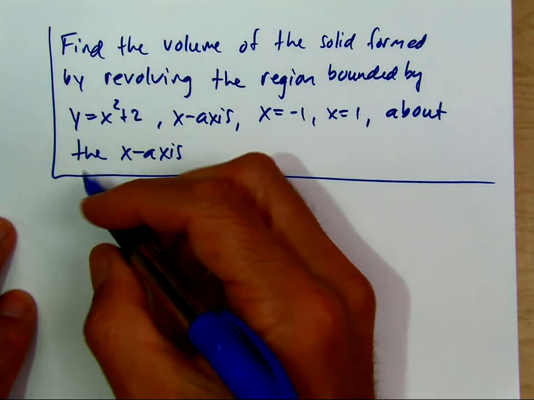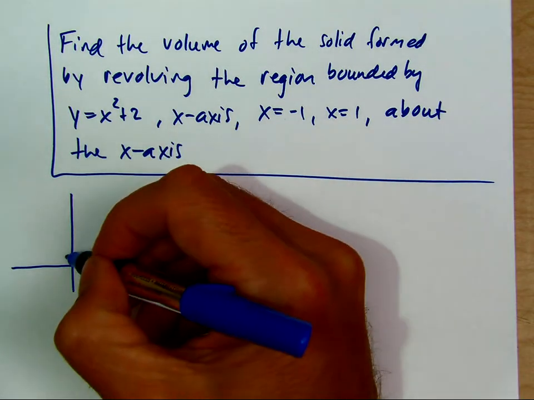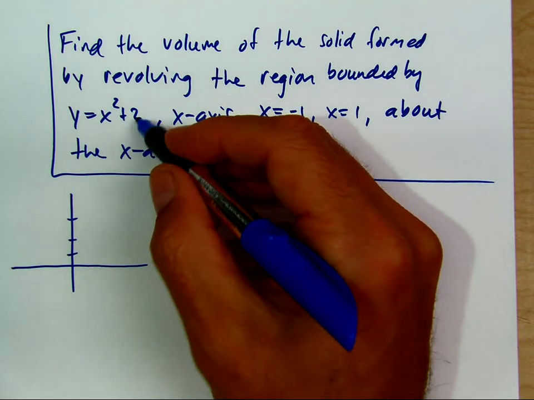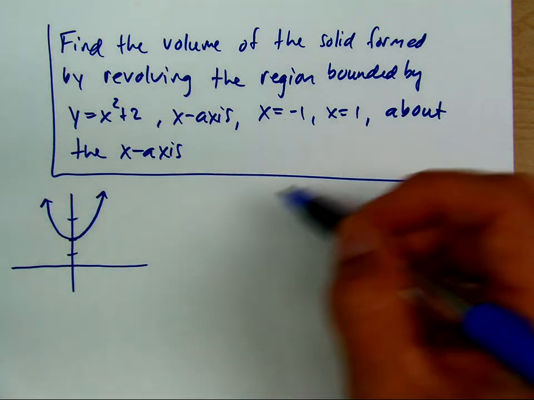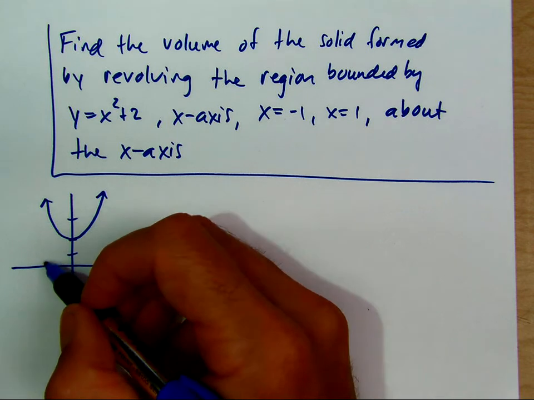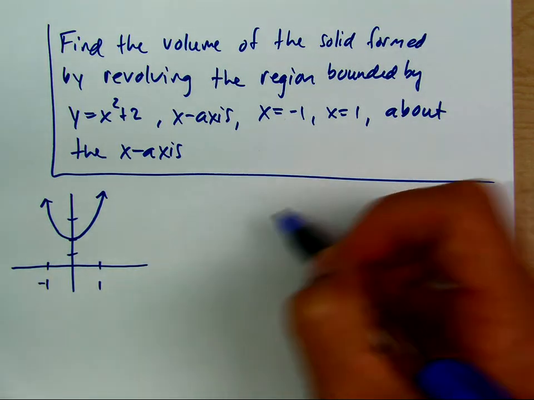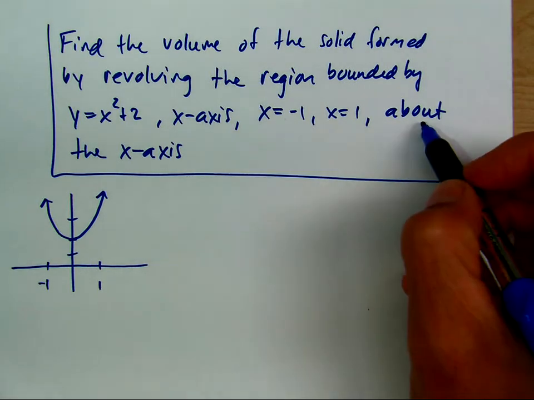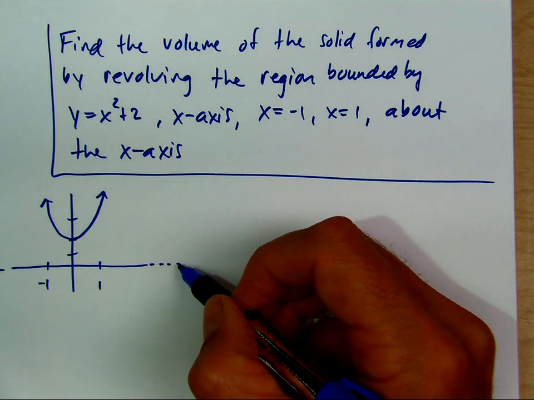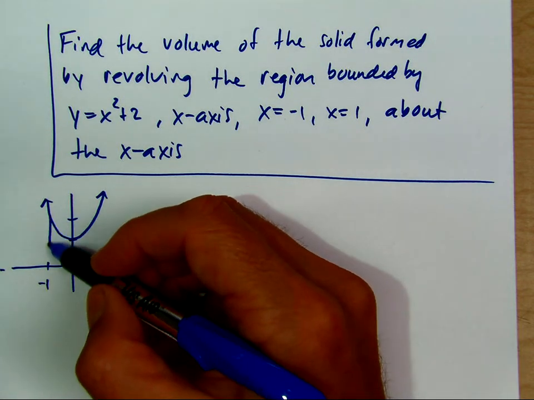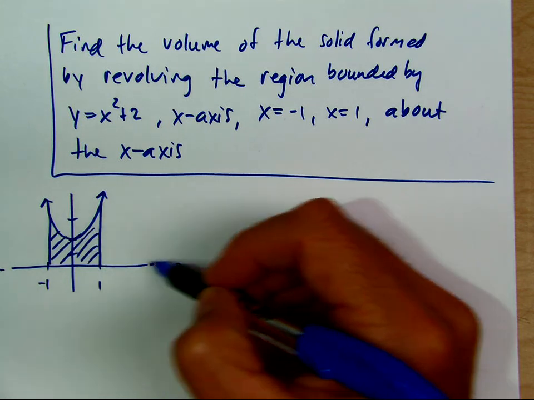Okay, so the first step is draw the graph. It's a parabola shifted up 2. Here it starts at x equals -1, ends at 1, and it's bounded by the x-axis. It's also rotated about the x-axis, so we want to make sure we identify the axis of rotation. And here's the region. So this region is rotating around the x-axis.